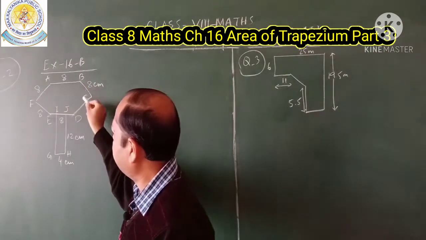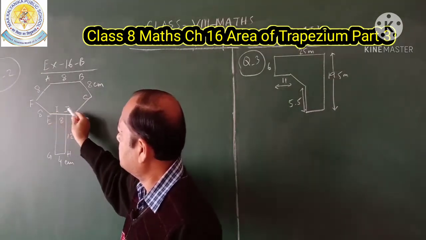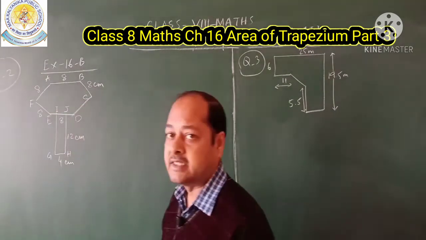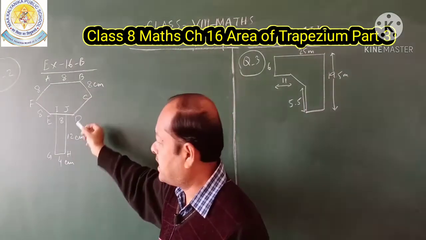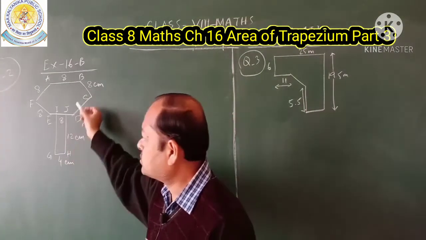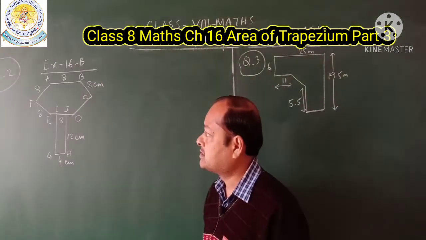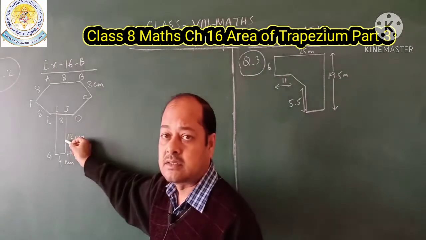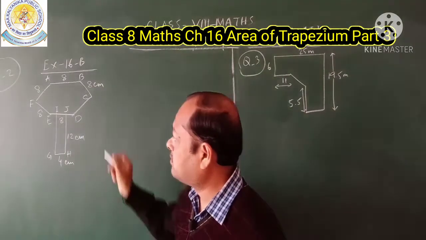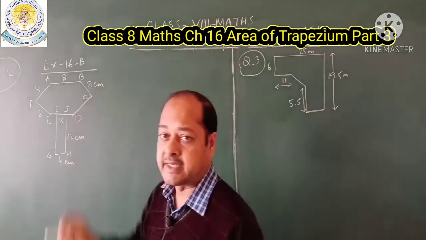1 2 3 4 5 6, there is a hexagon, and we have to find out the area of the hexagon, and there is a rectangle. So the area of the polygon is the area of this hexagon plus the area of this rectangle. First of all we have to find the area of the hexagon.